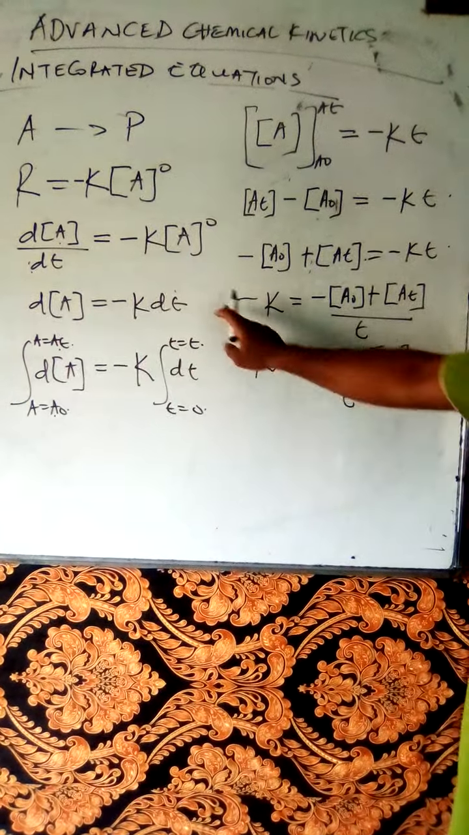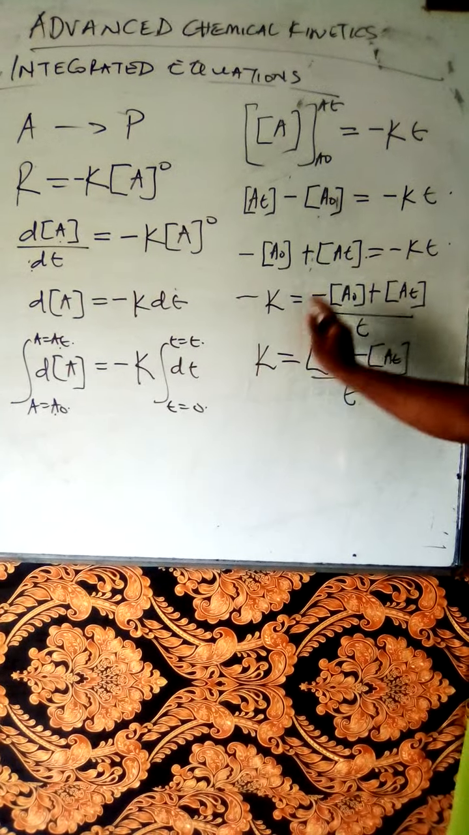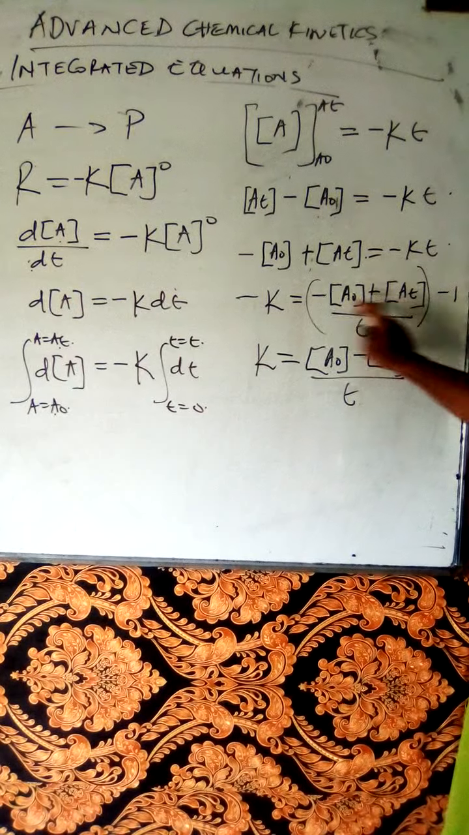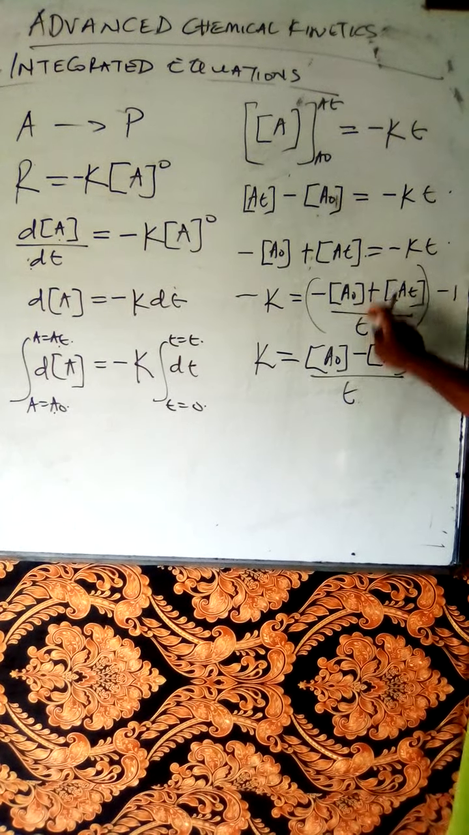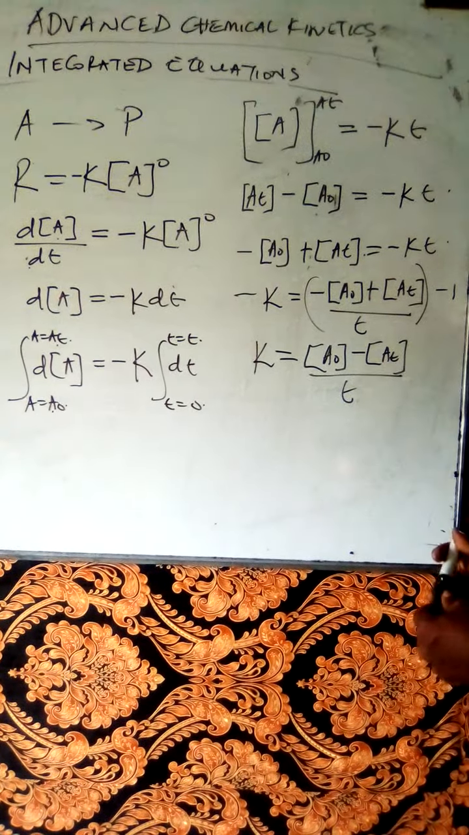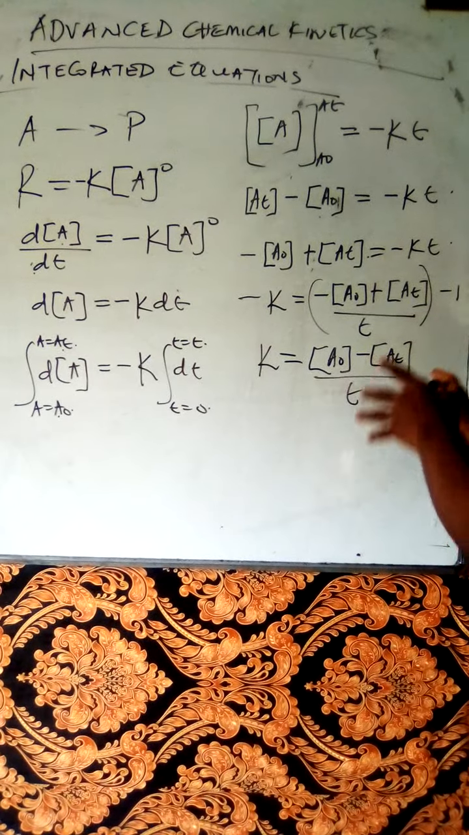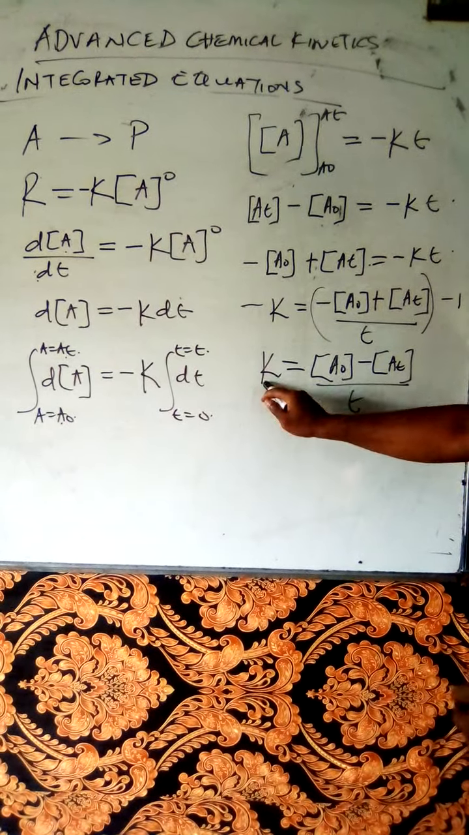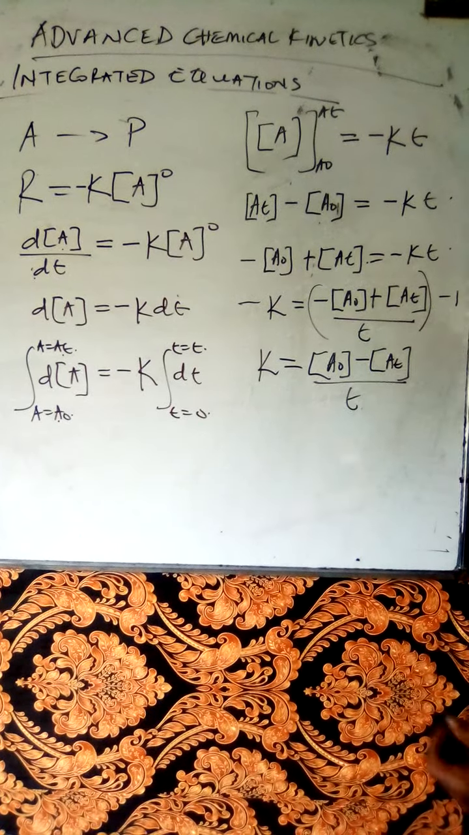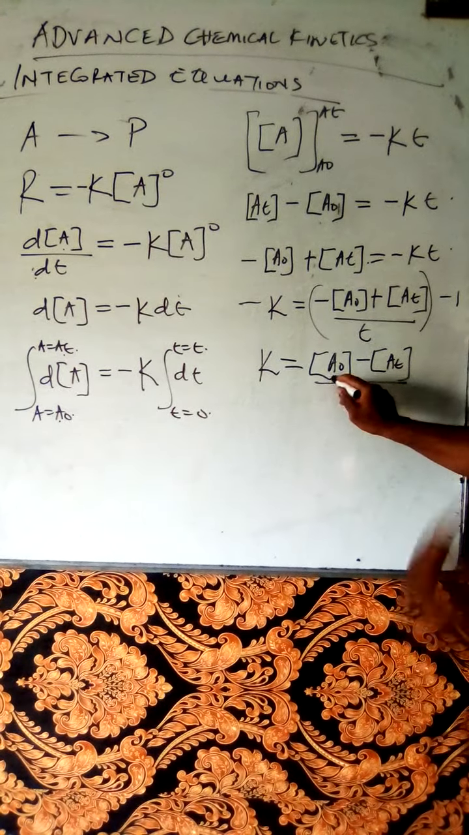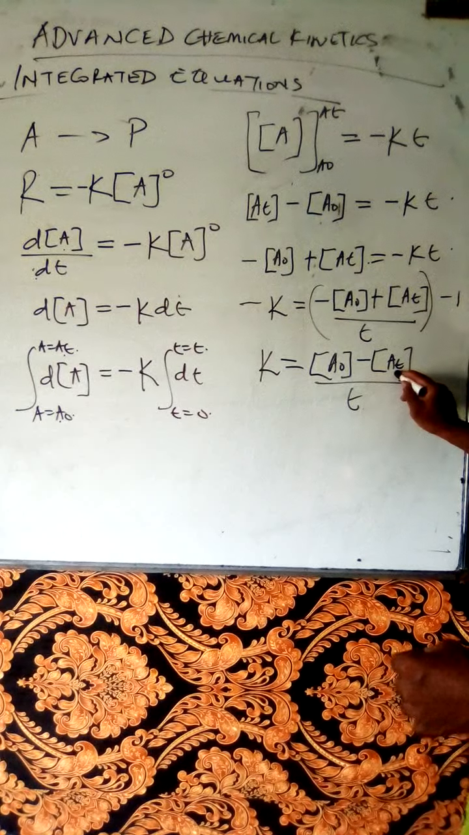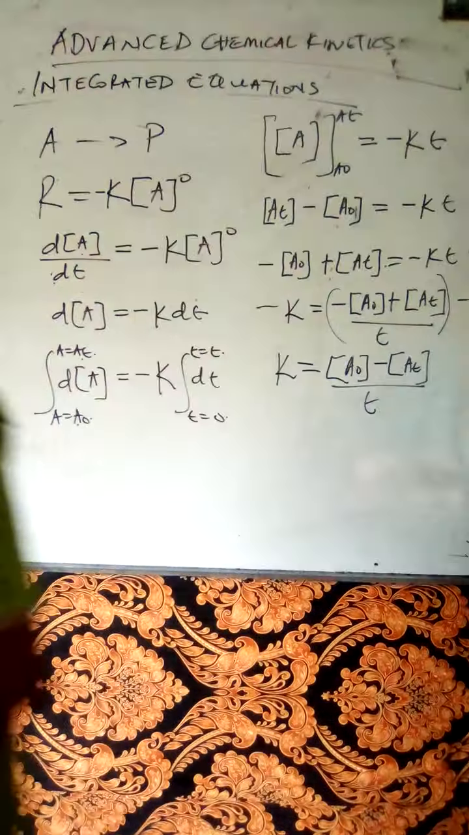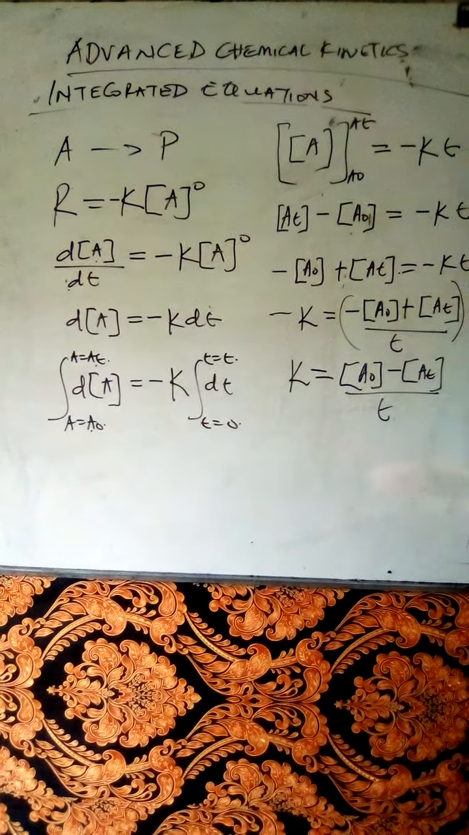Multiply both sides by minus 1. Minus 1 times this will be plus. Then minus 1 here, open the bracket, is plus, it turns to minus. So that is it. That is the formula for obtaining the rate constant for zero order reaction. This is the concentration at time 0, this is the concentration at time t, and this is the time of the reaction. Let's now look at experimental data to apply this.